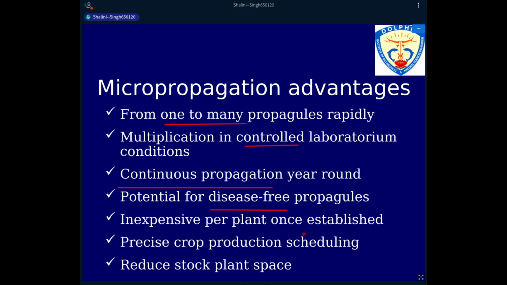Inexpensive per plant once established. So all the efforts go into the establishment. Once your cultures are established and your growth cycle of that plant has started, then you have planting material in enough quantity and the cost will be highly effective. Precise crop production scheduling can be done when you are doing micropropagation. And you can reduce stock plant space because your plants are in very small containers. So you can easily stock them up wherever you want to.